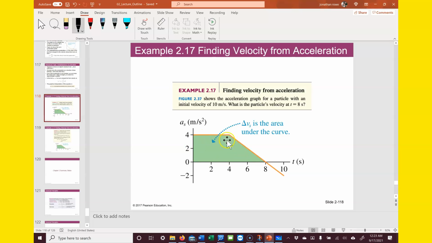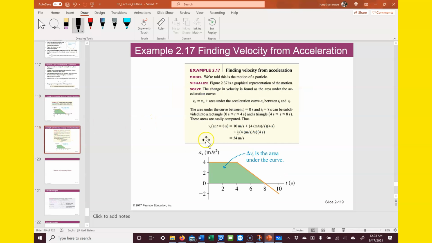So 16 plus 8 is 24. So the total area under that acceleration curve is 24. So the velocity changed by 24. If the initial velocity was 0, then the final velocity would be that area. It would be 24. But since the initial velocity was not 0, it was 10, then we just add the 24 with the initial velocity of 10, so that the final velocity will be 34. All right, that's what this explanation says. You can read that more if you want to.